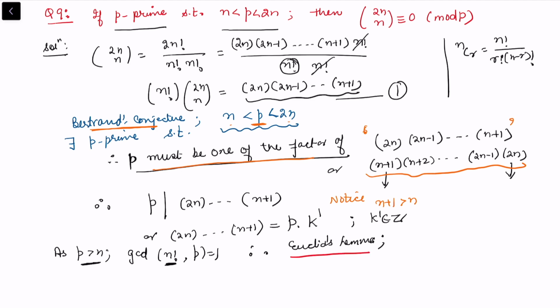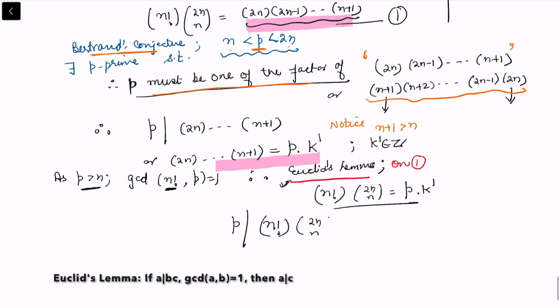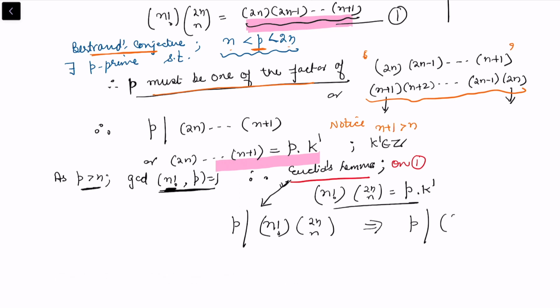So we'll now apply the Euclid's lemma on equation number 1. The first equation gives us n factorial into 2n choose n is equal to this expression, which is the product of these factors 2n, 2n minus 1 up till n plus 1, which we have written as p into k dash. So this will become p into k dash. Using Euclid's lemma, we can say p divides n factorial into 2n choose n, and we have shown that the GCD of n factorial and p is 1. So here I am going to apply the Euclid's lemma. This will imply p divides 2n choose n.